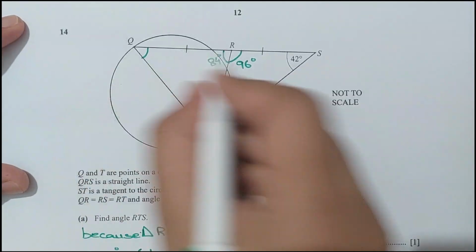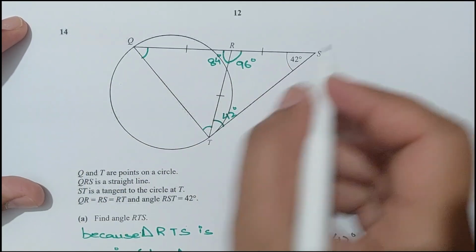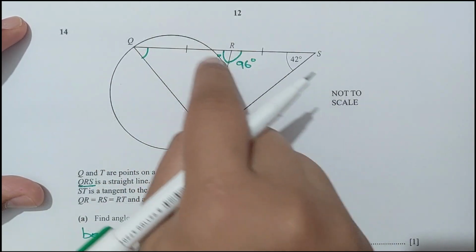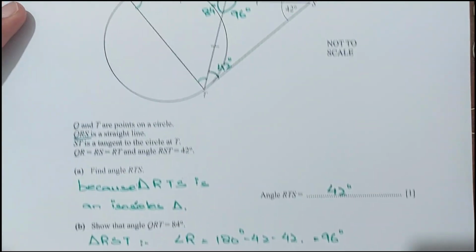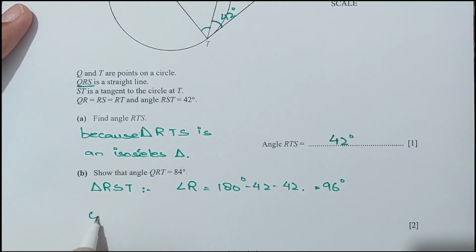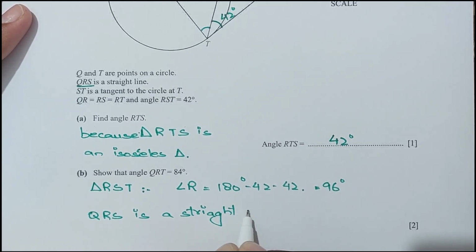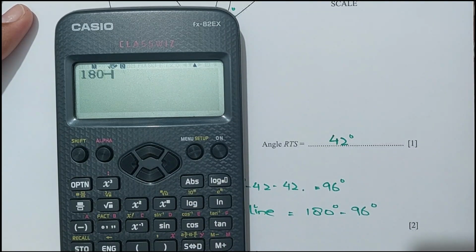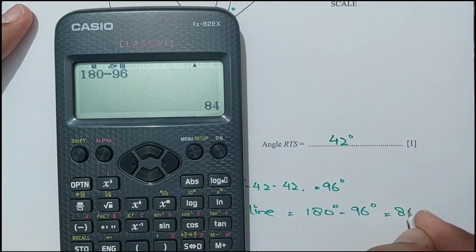This is a straight line, it is given to us. QRS is a straight line, and the angle on a straight line is 180 degrees. So the sum of these two angles should be 180 degrees. From 180 we have to subtract 96, and you will get that angle, 84 degrees. So it is correct.